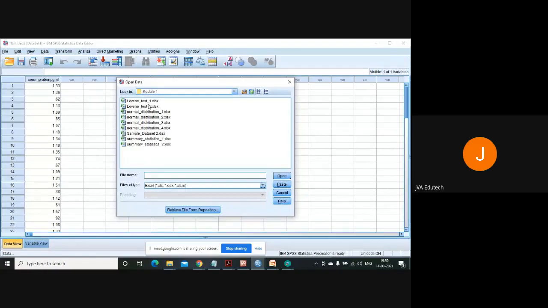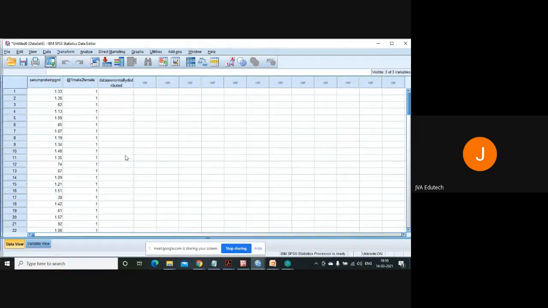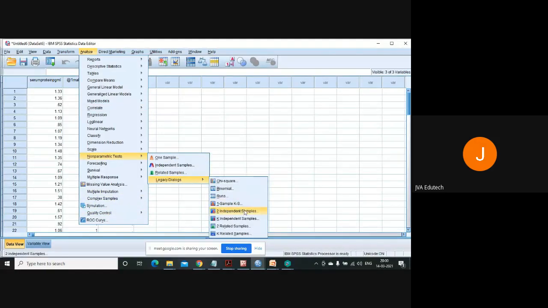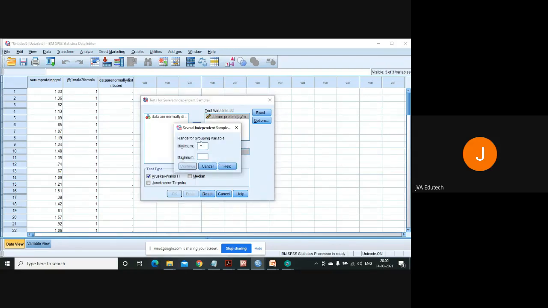So let me take this. Let me just open. Okay, I have two groups. I'll simply go to analyze, non-parametric test, legacy dialogues, k-independent samples. So I'll take this serum protein and this grouping variable. Same means the same you do the independent t-test. Similarly, you will do the Mann-Whitney test, but only it is non-parametric.